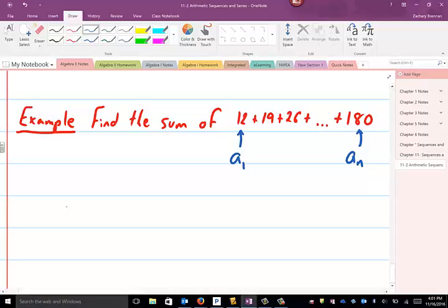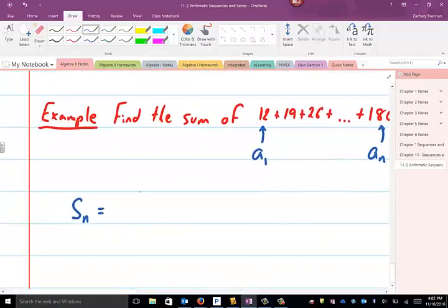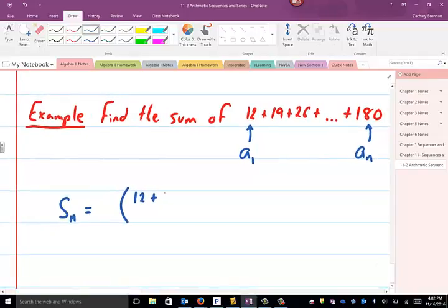The formula said s sub n is equal to n. I don't know how many terms there are, so let me leave that blank for now. And then there's going to be parentheses, but a sub 1 is 12, plus a sub n, that's 180, over 2. All I need to know is that n, and I'll be able to work this out. I even know right now this is going to be s sub n equals n times 192 over 2.